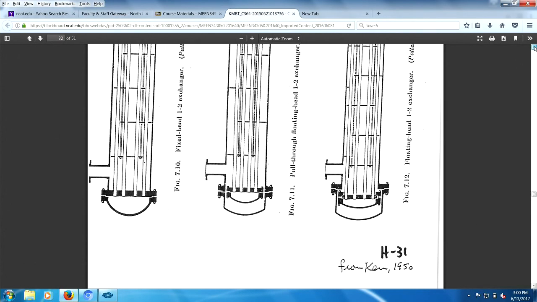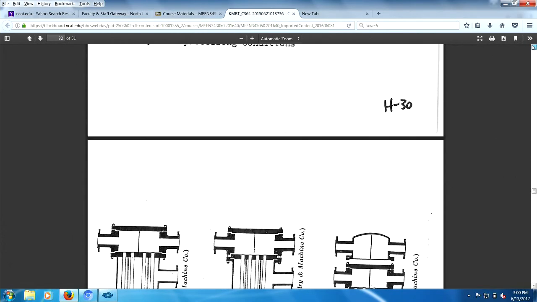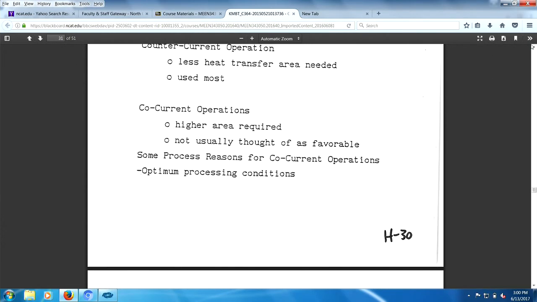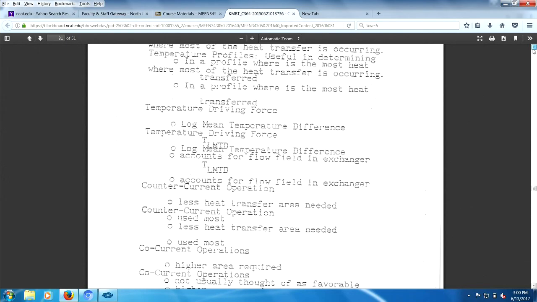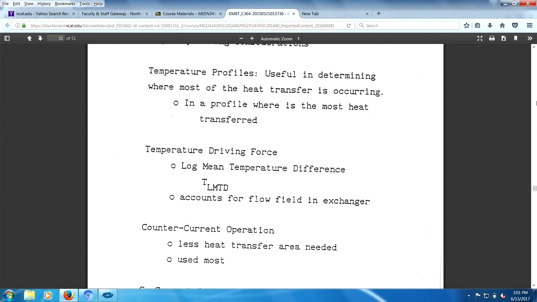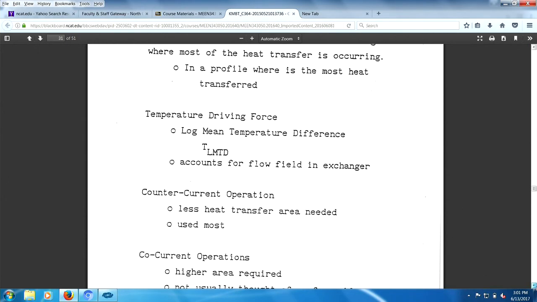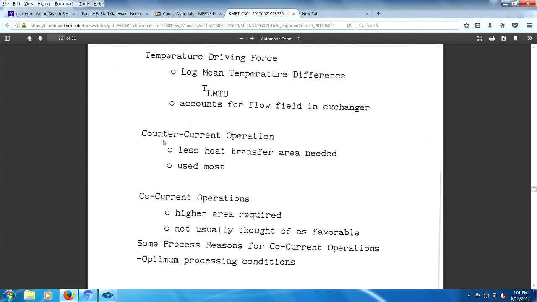So this brings us up to our first shell and tube heat exchanger here. Let's get this, though. This actually turns out to be important. Temperature profiles. Typical operation is countercurrent. This needs less heat transfer area, and it's perhaps the most used.